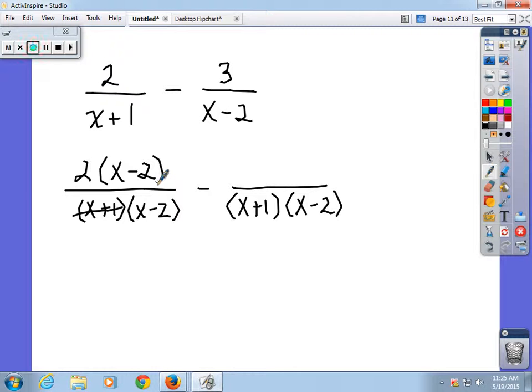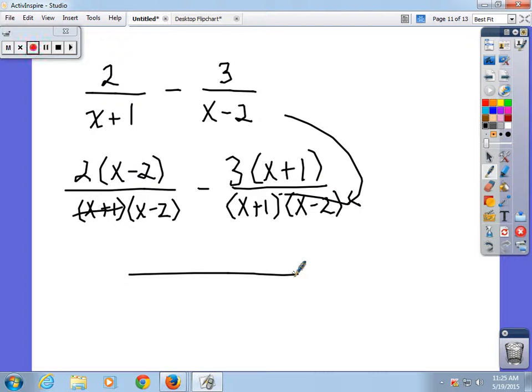How many times will x minus 2 go into this? X plus 1 times 3 is 3 times x plus 1. Now, once you do that, you've got a common denominator, and then you just write down the numerator.